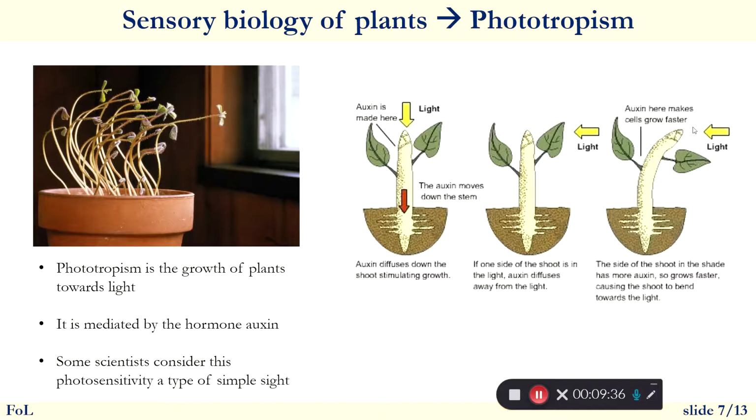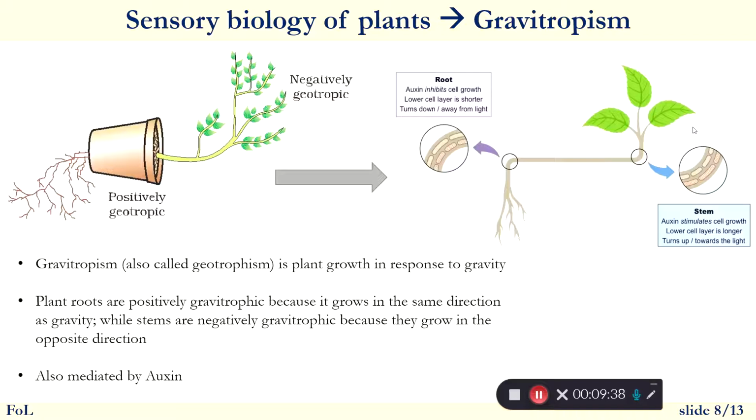But that's not the only way that plants respond to their environment. They can also grow towards the earth in a term called gravitropism or geotropism. So basically, plant roots are going to be growing towards the ground, so they're called positively geotropic or gravitropic, and plant stems, the above ground part of the plant, is negatively gravitropic or geotropic, because they grow in the opposite direction of the Earth. And this is a process that's also mediated by auxin.